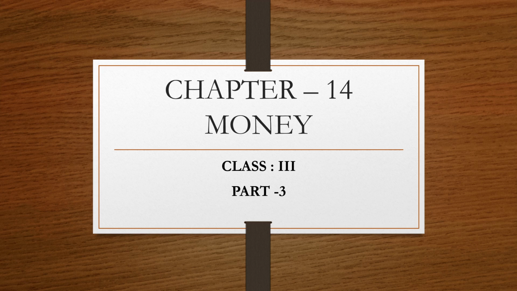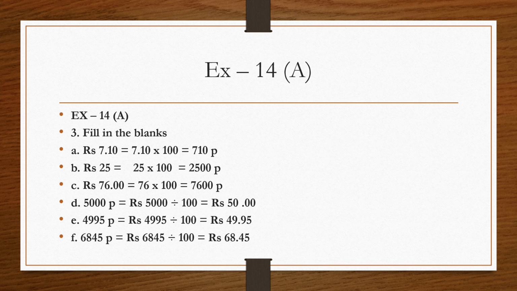So let's begin. Now first we are going to solve the homework part which I gave you yesterday, children. That is exercise 14A, third question. Fill in the blanks. Here you have to change rupees into paisa and paisa into rupees. So the first question is rupees 7, 10 paisa. This you have to convert into paisa. So multiply with 100. You will get 710 paisa.